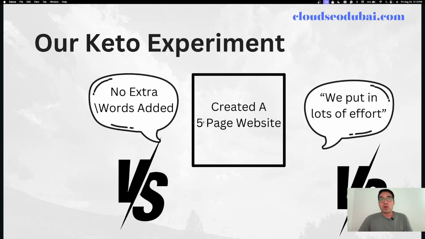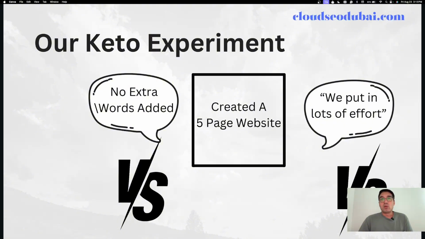So what we did was we ran a Keto Score experiment. And to do that, we created two very identical websites. Both websites were 5 pages. And I'll also tell you why we created 5-page websites, because there is more to this than what meets the eye.